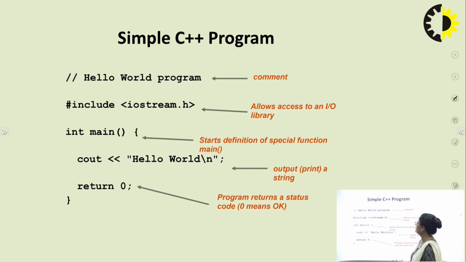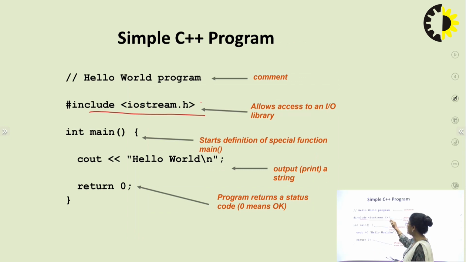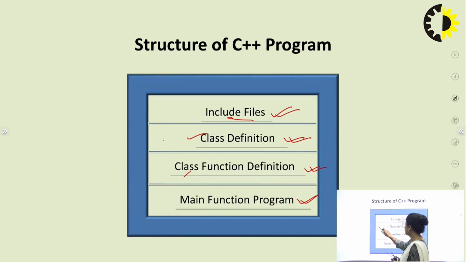Now, this is a simple C++ program. As I said, it's a question of inclusion of files. Here we are including a file, iostream.h, that deals with input-output predefined functions. And then we have the main. Right now we are not going into this part. We are straight away going to the syntax of the main function. We will come to the classes and the definition of classes and objects later on in the other slides.